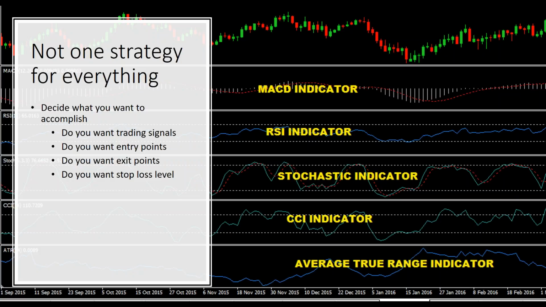Do you want an indicator that's going to give you entry points, or do you want one that will just give you exit points? Do you want one that will show you where to put your stop loss level? Because not all indicators will do this. Like Bollinger Bands will show you the volatility in the market.